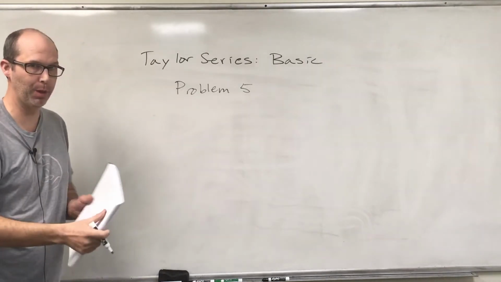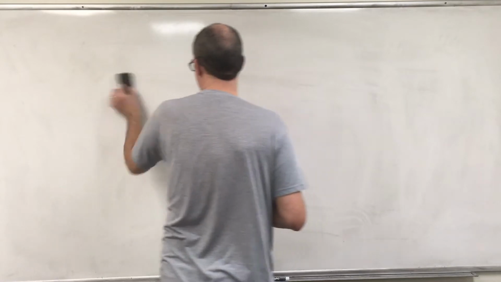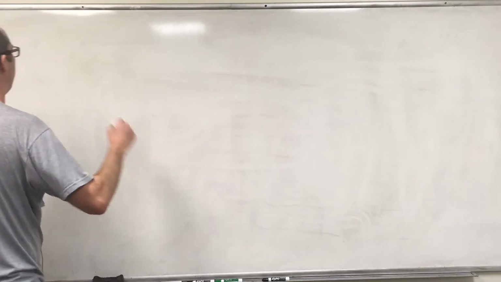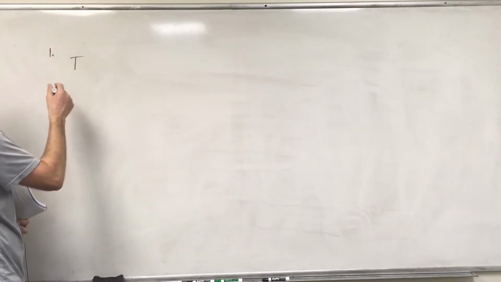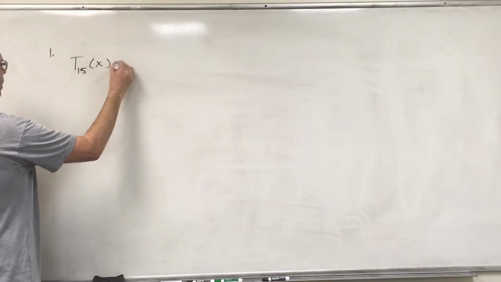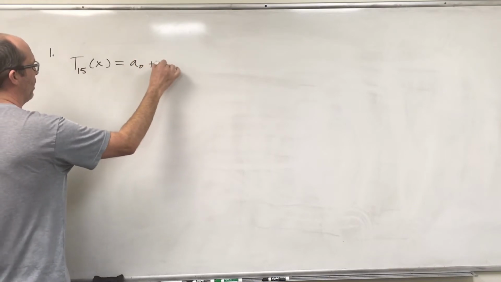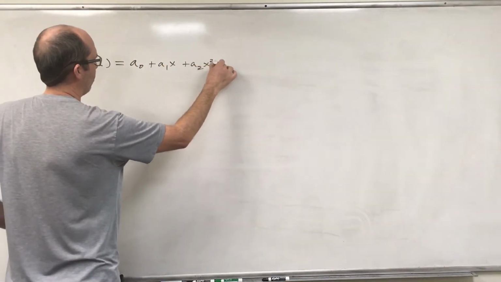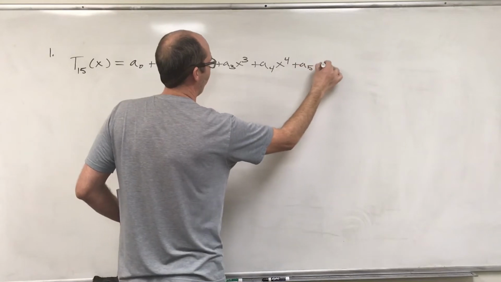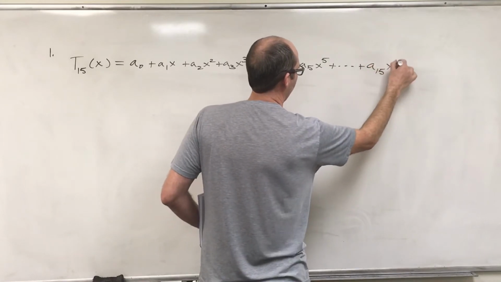Okay, so Taylor series basic, problem 5. All right, so first thing I want to do is part 1 on the worksheet 3. So T15 of x. Now we're centered at 0 again. So we're going to have a0 plus a1x plus a2 x squared plus a3 x cubed plus a4 x to the 4th plus a5 x to the 5th plus, and we're going to keep doing that all the way till we get to the 15th. So a15 x to the 15th.